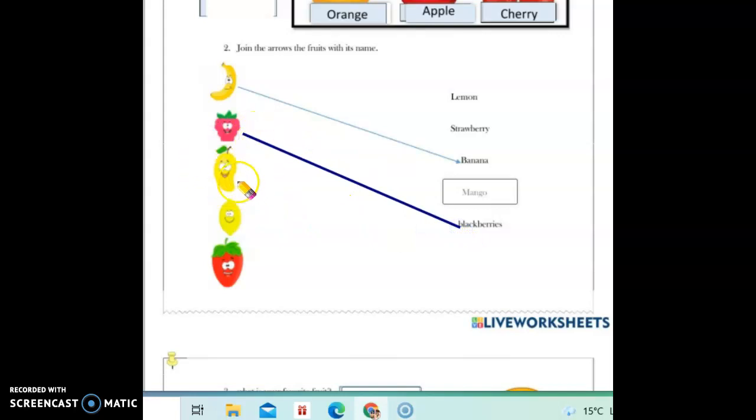Second, mango, the picture with the word. Match the picture with the match. Second, lemon, the picture with the word. Second, strawberry, the picture with the word.